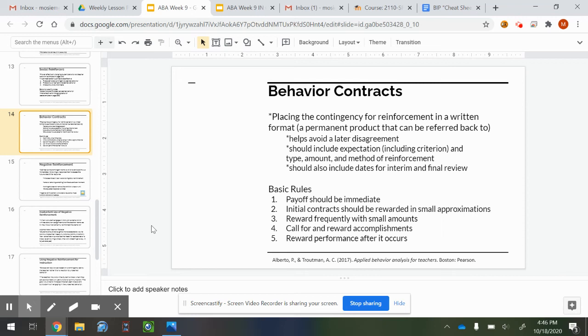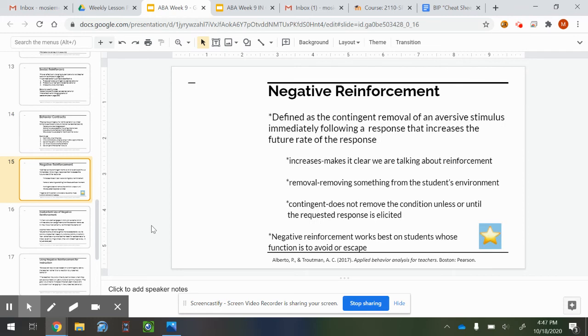And then call for and reward accomplishments. So, what that means is just basically state things in the positive. Don't write in a contract what you don't want to see, write what you do want to see. So, we're calling for that desired behavior, and then we're going to reward the appropriate behavior as well. Just don't make that confusing for the student. Don't say, don't do this and you will get this. It's do this and you will get this. And again, reward performance after it occurs. So, kind of tying back to that immediate payoff.